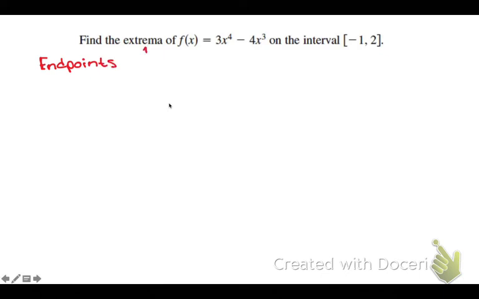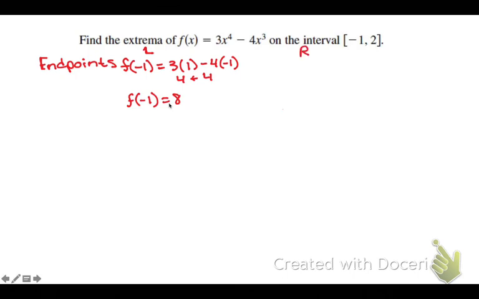I'm going to start with the left endpoint, hence the L. What is the left number, -1 or 2? -1. So f of -1, I plug it in. 3 times -1 to the fourth is 1, minus 4 times -1 to the third is -1. So I get 4 plus 4 is 8. So f of -1 is 8.